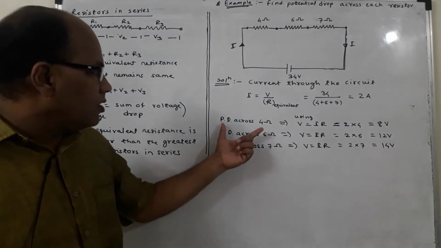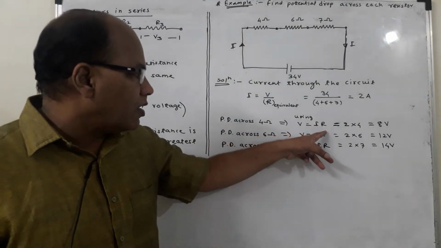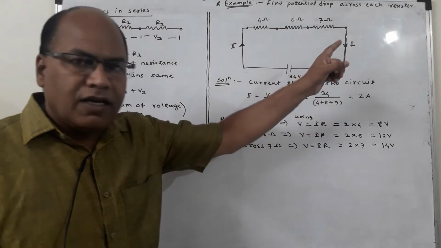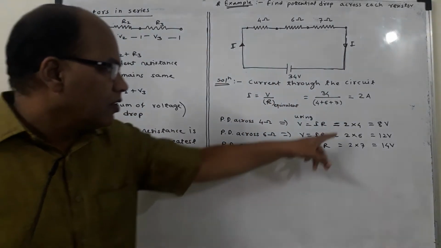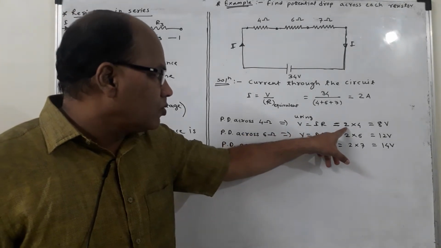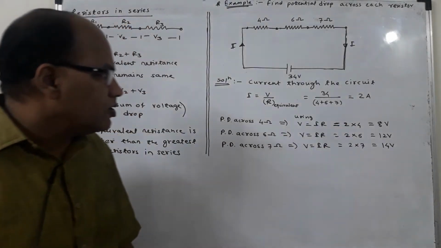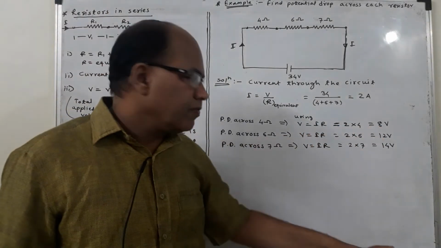Now it is asked to get the potential drop across 4 ohm. So using V is equal to IR, the current remains the same across every resistor. So current flowing through 4 ohm is 2 amperes, 2 into the resistance of that first resistance which is 4, so 2 into 4 is 8 volt.